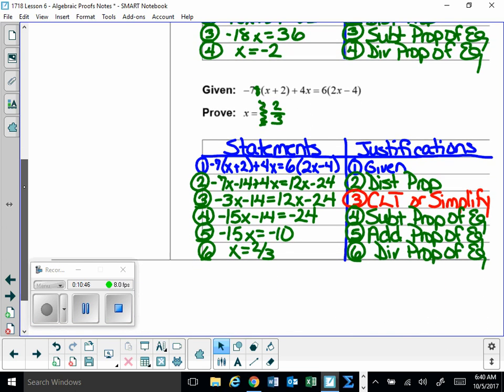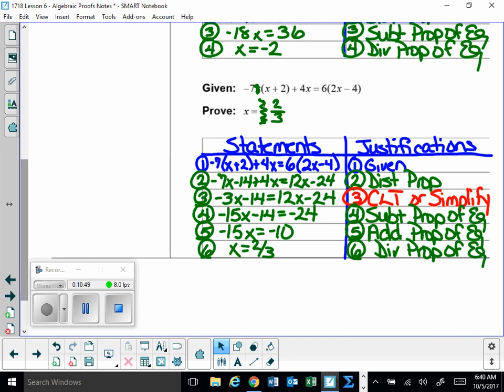The third one on this page was really interesting, and it was interesting in step 3. At step 2, we have negative 7x minus 14 plus 4x on the left side. And we need to combine like terms. We need to combine the negative 7x and the positive 4x to get negative 3x. So I've actually put this step, the justification, in red because I call it combining like terms.